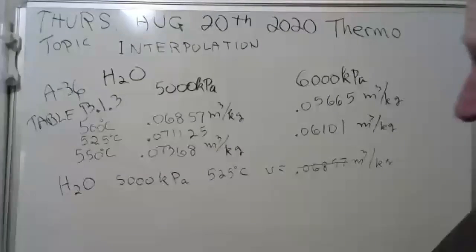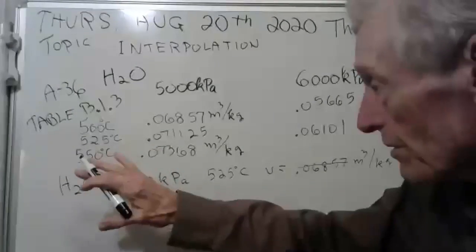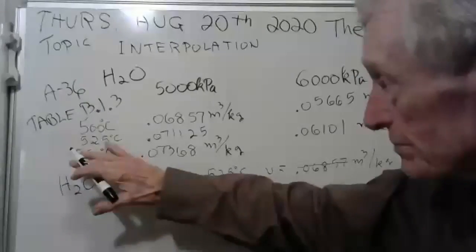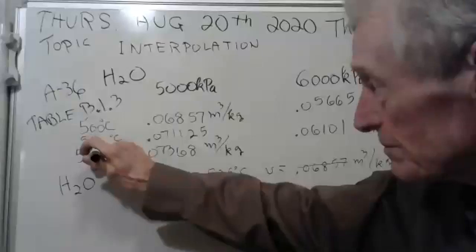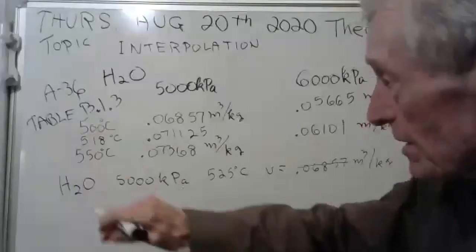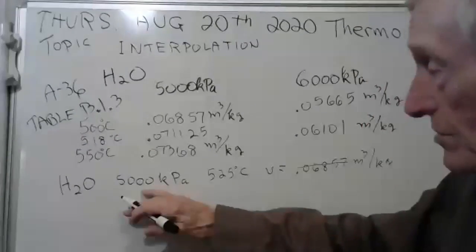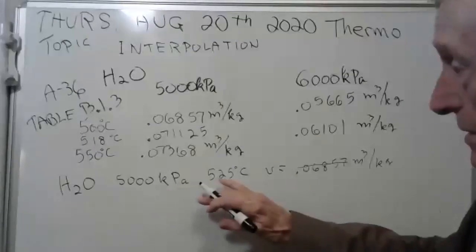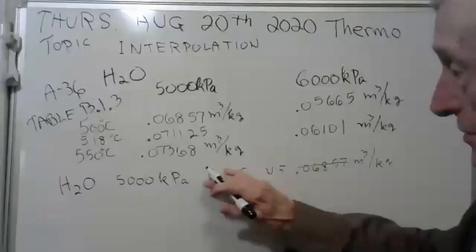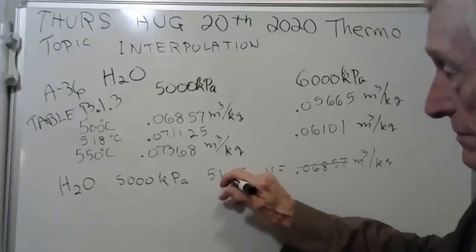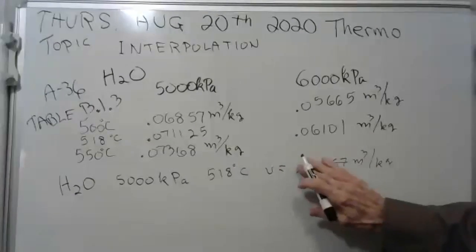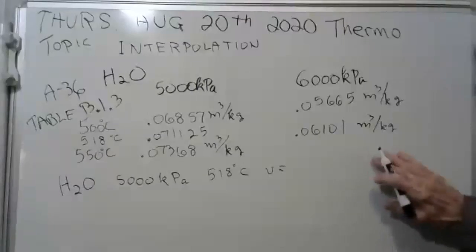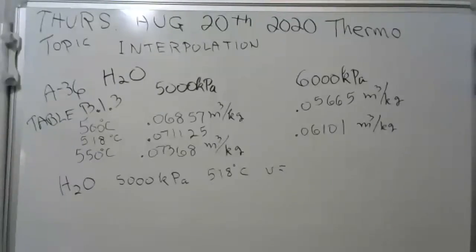Well, that was pretty easy. Let's try one a little harder. Suppose you had something goofy like this. Suppose you had 5,000 kilopascals and 518 degrees Celsius. Well, then what's the specific volume?